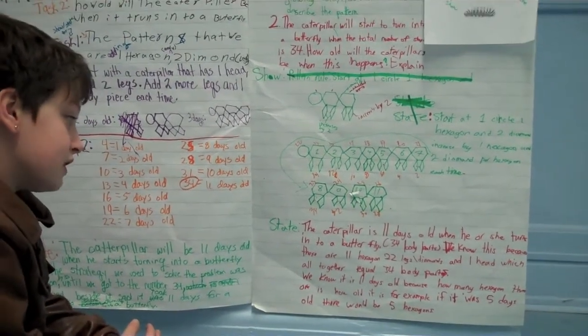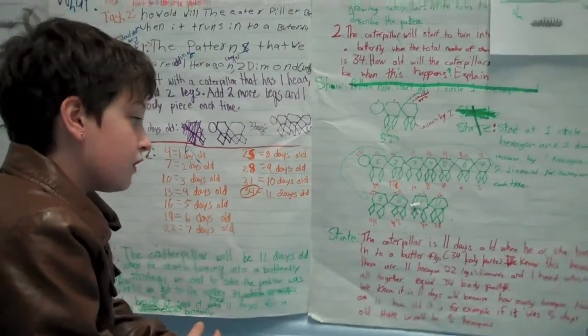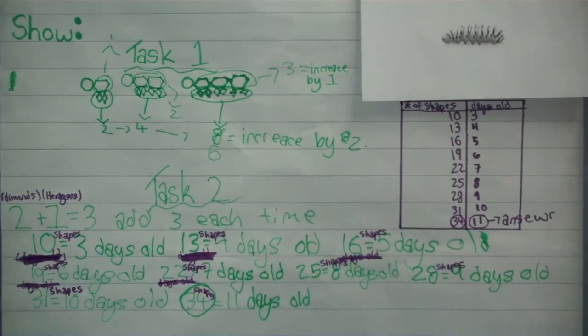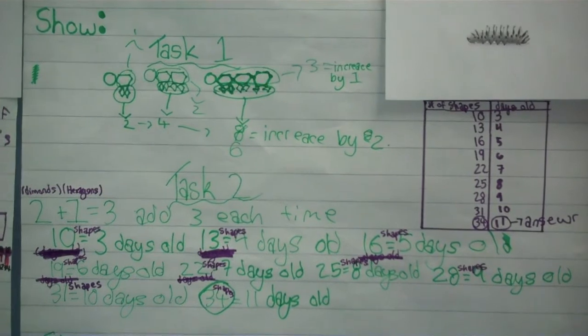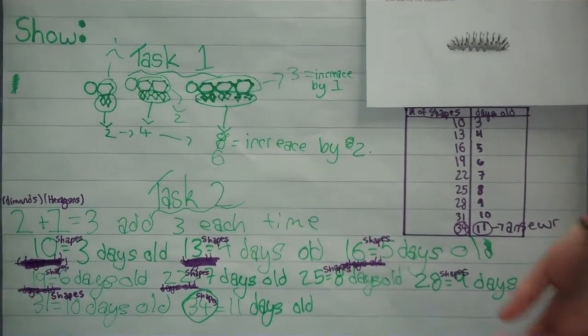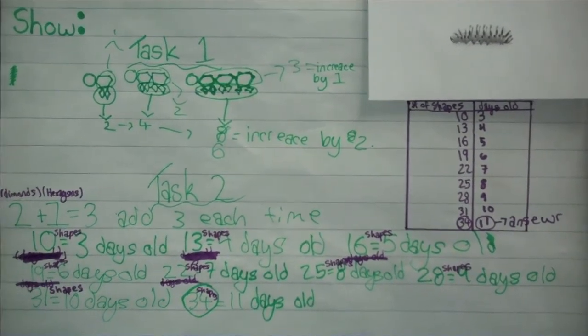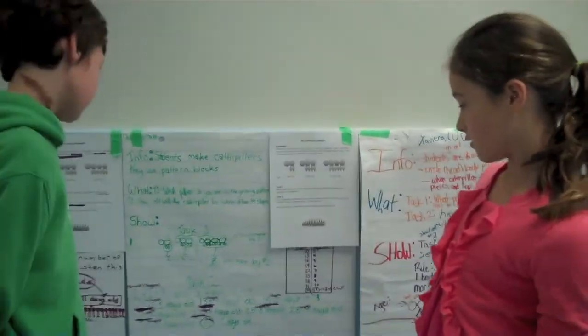We know it's 11 days old because how many hexagons there are is how old it is. For example, if it was 5 days old, there would be 5 hexagons. We drew the caterpillar at the 1-day-old stage, the 2-day-old stage, and the 3-day-old stage. And we noticed the patterns that for the legs, or the diamonds, it goes 2, 4, 6, so it increases by 2. And for the hexagons, it increases by 1 each time, so when it was 1 day old, it's 1, and then 2 days old, it's 2.